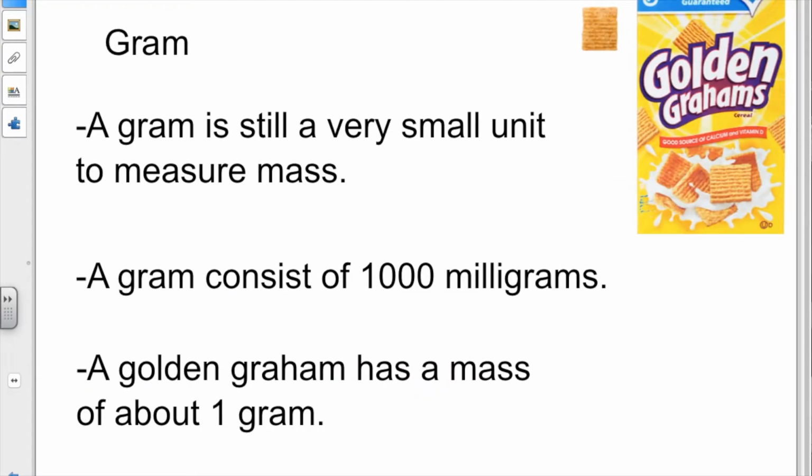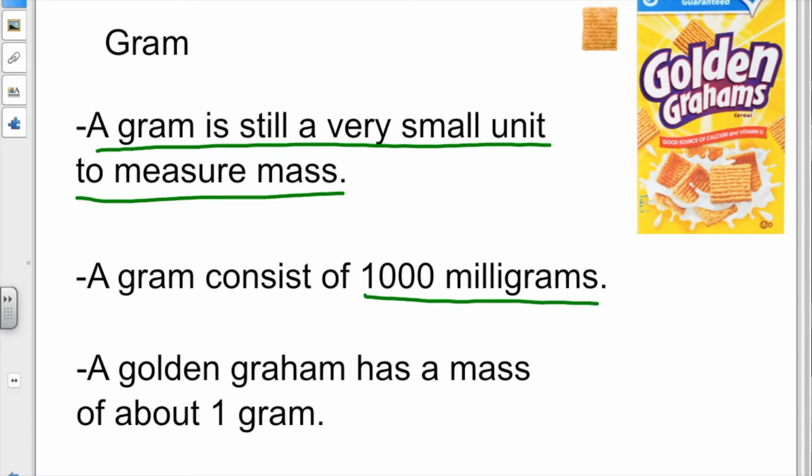Next up we have a gram, and a gram is our base unit for the metric system of mass. A gram is still a very small unit to measure mass with. A gram consists of 1,000 milligrams. So imagine holding 1,000 pieces of sand in your hand. It seems like a lot, 1,000, but sand is so small that it would still be very light.